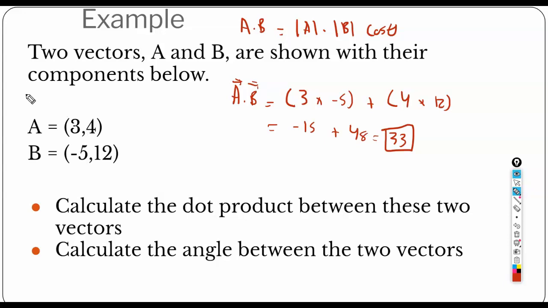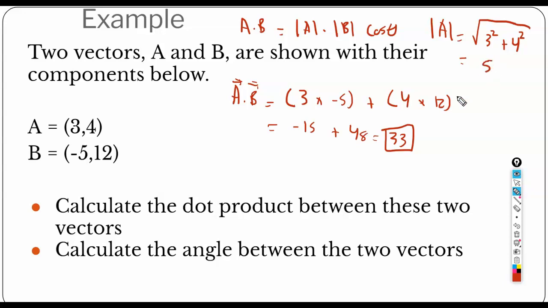So let's find the magnitude of A. And so the magnitude of vector A, given these components, would be the square root of AX, which is 3 squared, plus AY, which is 4 squared, and that would be 5.